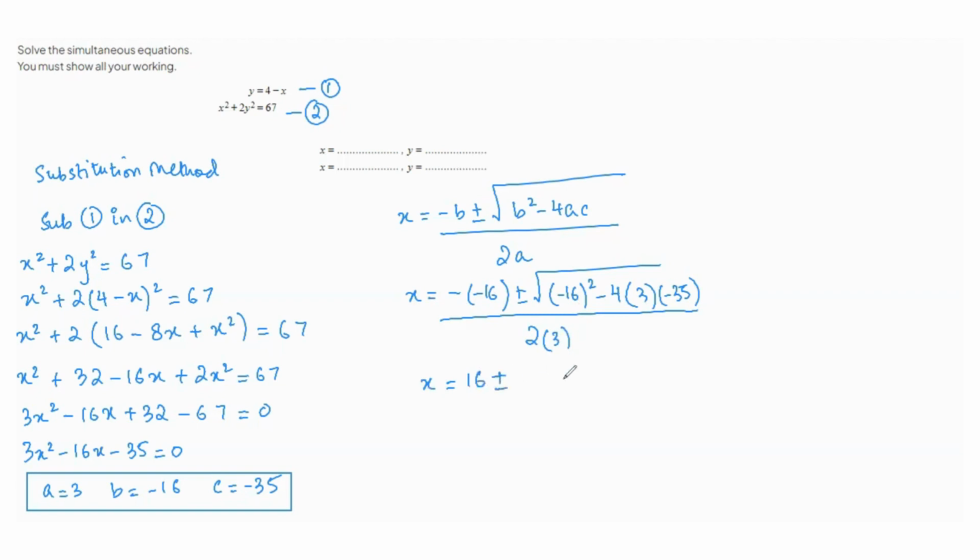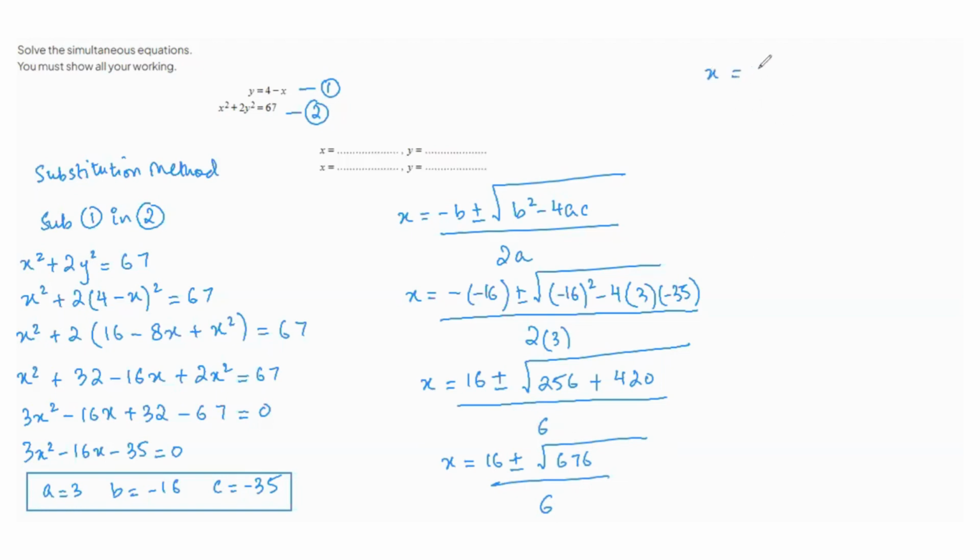That's going to be 16 plus or minus the square root of 16 squared, which is 256, plus 4 times 3 times 35, which is 420, all divided by 6. So x equals 16 plus or minus the square root of the sum of 256 and 420, which is 676, over 6. And then the square root of 676 is going to be 26. So we have 16 plus or minus 26 over 6.